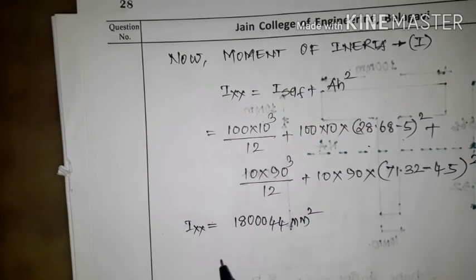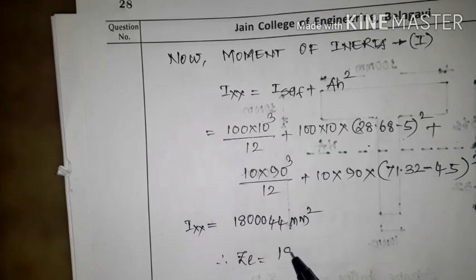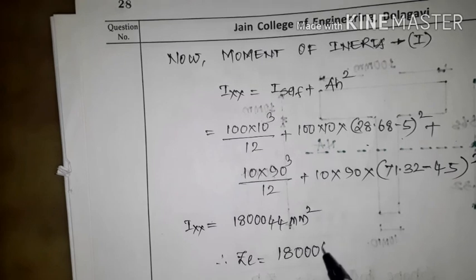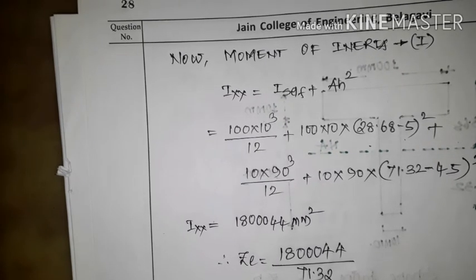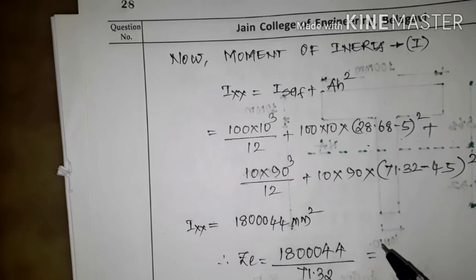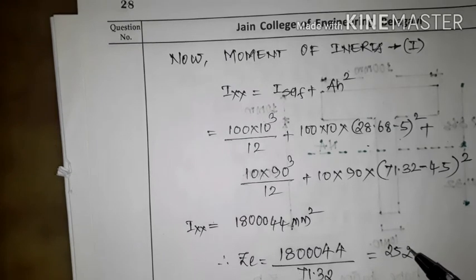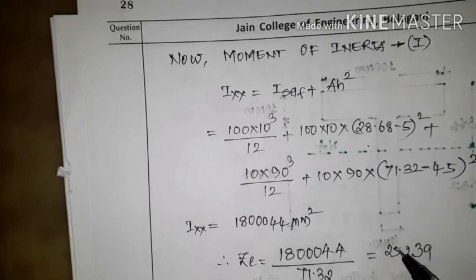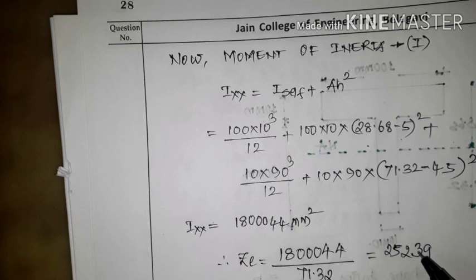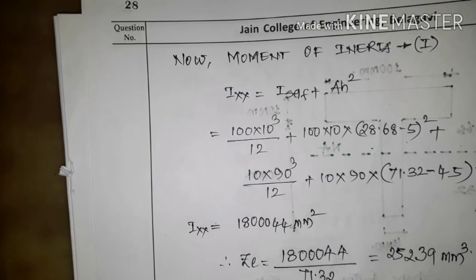Therefore ZE is equal to I by Y. So 18,000,44, the Ymax is 71.32, so we will get ZE is equal to 25239 mm cube. So we got ZE.